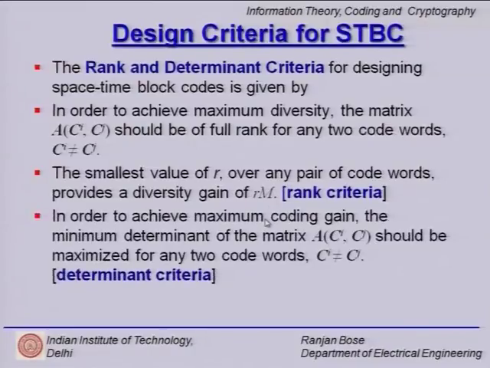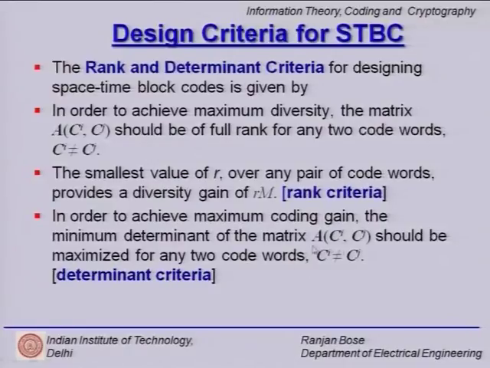Now, in order to maximize the coding gain, we have already talked about the diversity gain. In order to maximize the coding gain, the minimum determinant of the matrix A should be maximized for any two code words C i not equal to C j. So, this is talking about the determinant, and hence it is called the determinant criteria. Together they are called the rank and determinant criteria for designing good space time block codes.